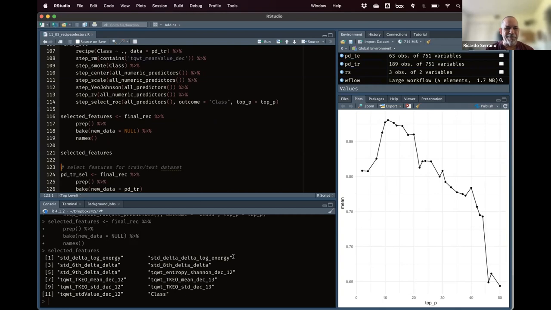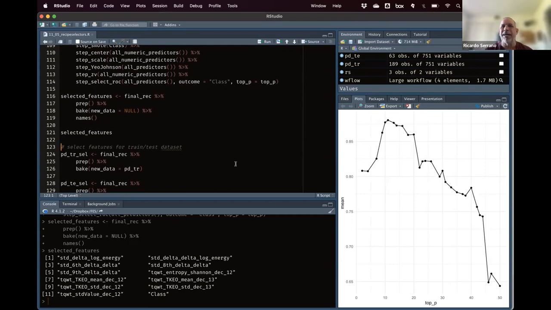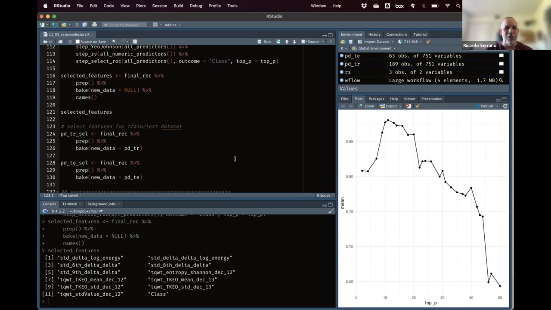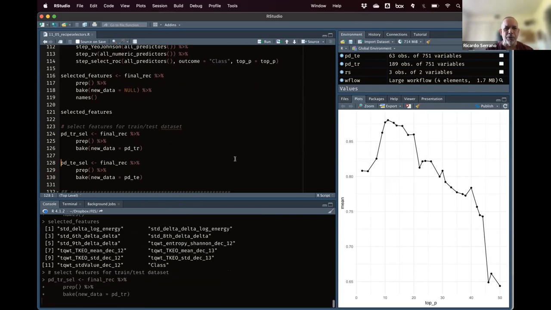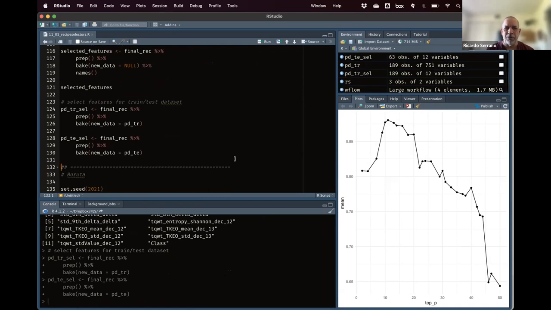Okay, so these are the 11 predictors that, according to this step, select ROC, we should be using. Then you can filter your train data set and your testing data set with those predictors. So now you have your train and test sets clean and optimized for different models.